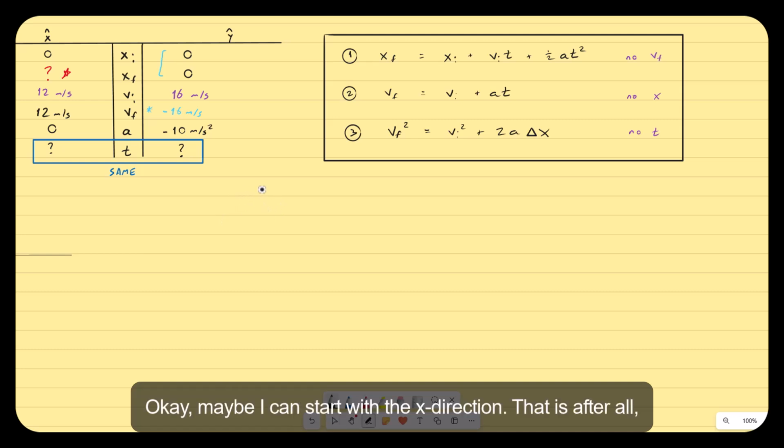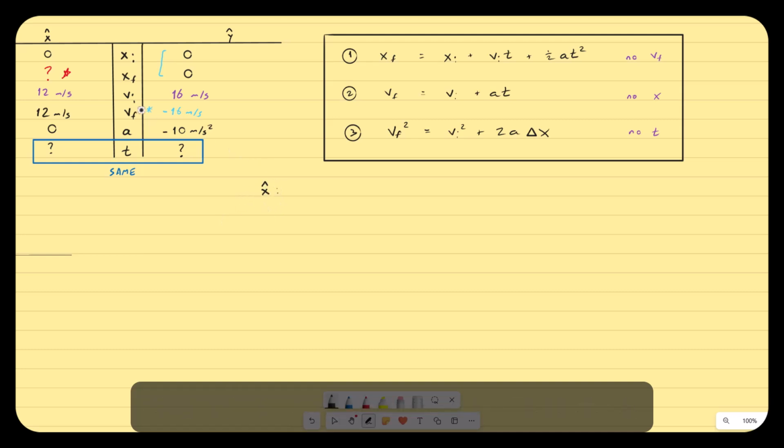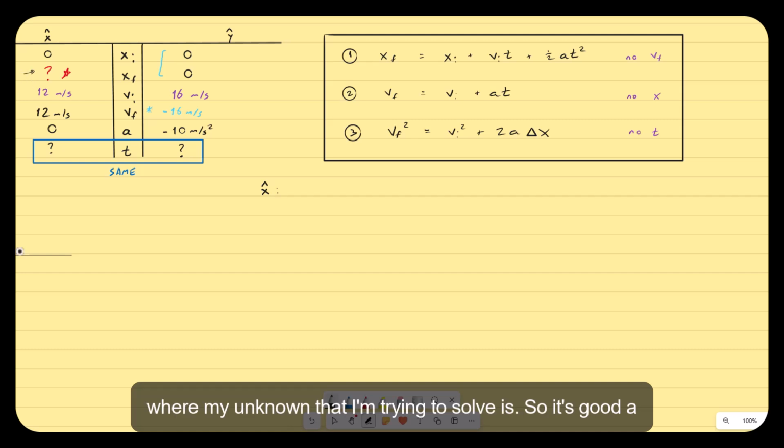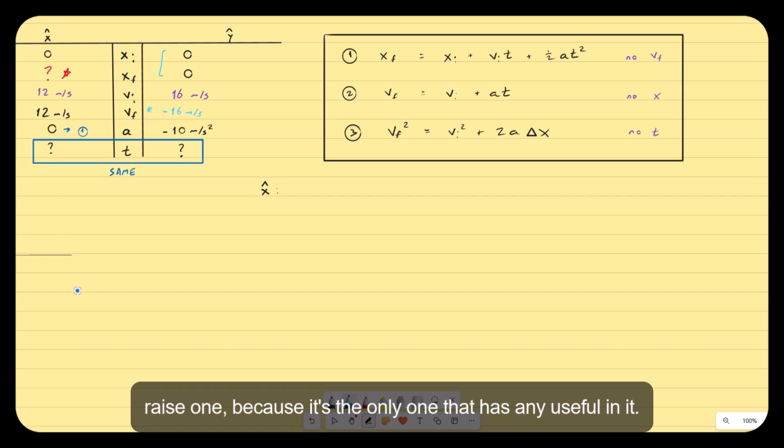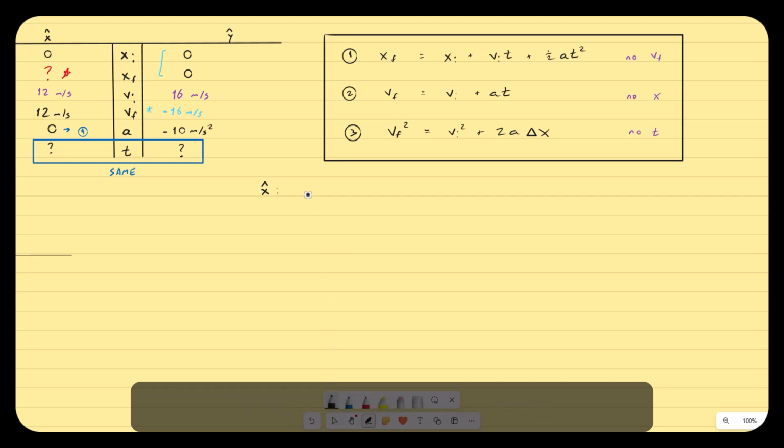Okay, maybe I can start with the x direction. That is, after all, where my unknown that I'm trying to solve is, so it's as good a place to start as any. When my acceleration is 0, equation 2 becomes v final equals v initial. True, but not helpful. Equation 3 becomes v final squared equals v initial squared. Again, true, but not helpful. As soon as my acceleration is 0, I know I want to use equation 1 because it's the only one that has anything useful in there for me. So I'm going to start with equation 1.